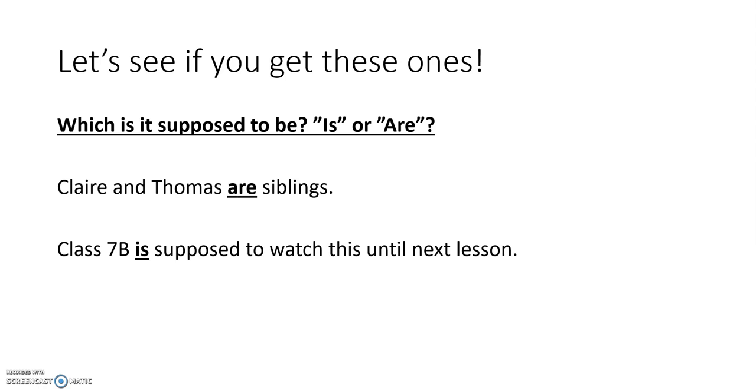Claire and Thomas make up a plural, as we're talking about more than one person. Therefore, it should be are. Class 7B might be made up of a lot of diligent students, but if we're using the word class, it's only one class, and therefore we need to use is. And this is the important part. What decides your use of is or are will not always be the amount of something or someone, but which word you use to describe it.